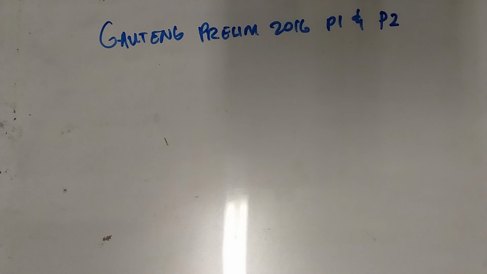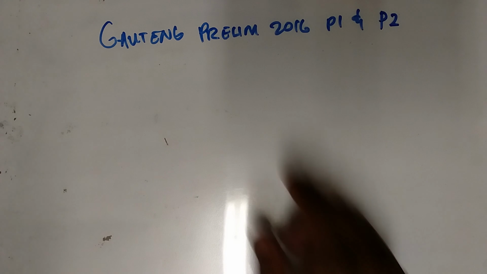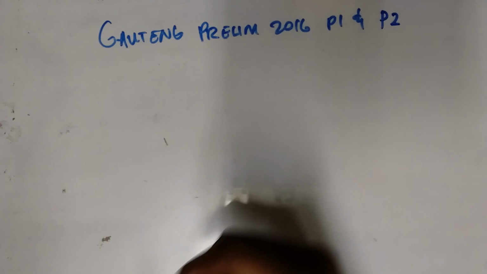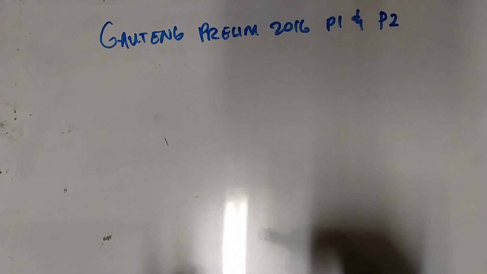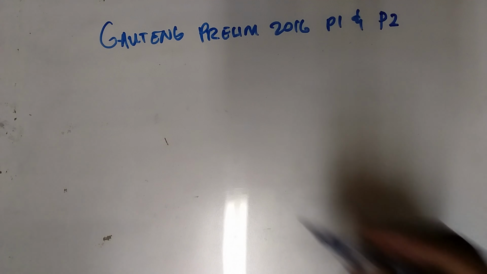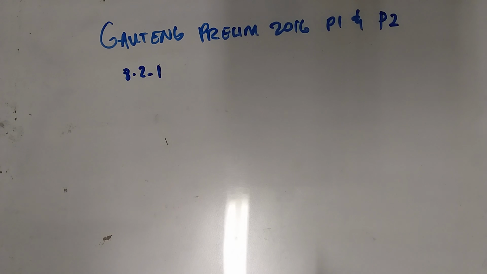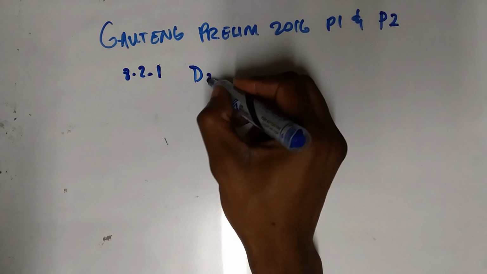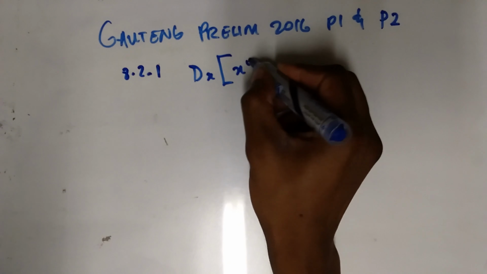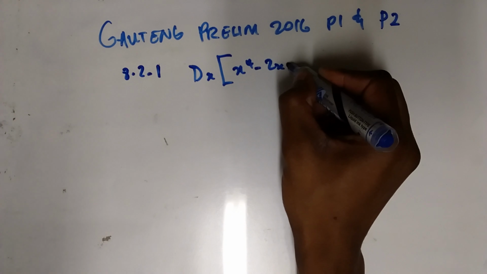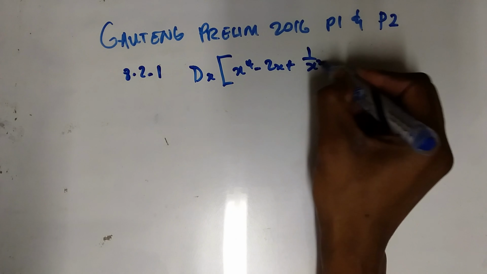Today I'll be doing subsection 8.2 from Gauteng Prelim 2016 paper 1. And let us just go through the problems. The first problem, 8.2.1, says that we need to determine d/dx of (x to the fourth minus 2x plus 1) over x squared.